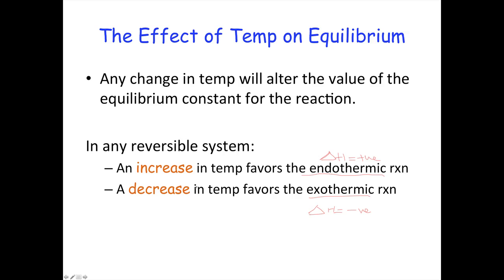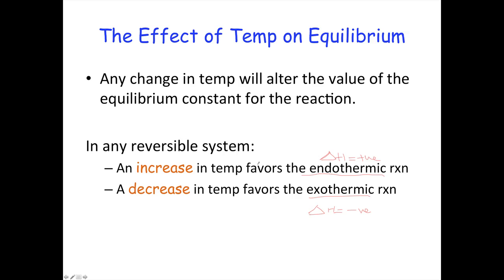Similarly, if you were to cool down the reaction, all right, so this reaction is in equilibrium, and you decide to cool it down. So in other words, you are decreasing the temperature. Then the position of equilibrium is going to shift so as to minimize that decrease in temperature. In other words, to increase the temperature once again. So it will favor an exothermic reaction which releases heat energy.